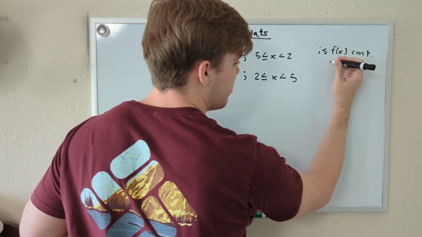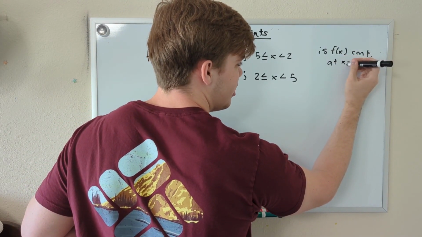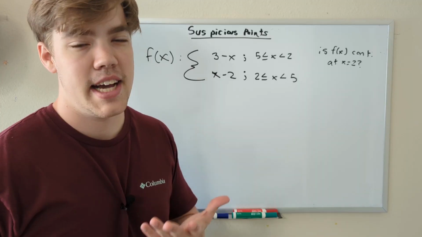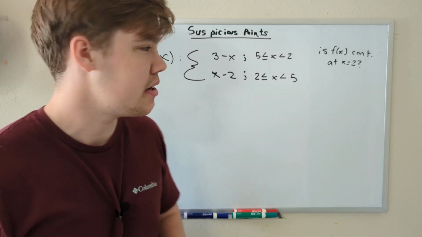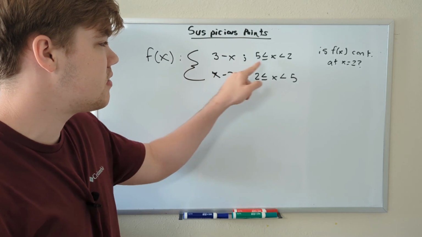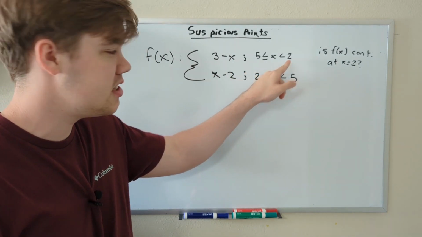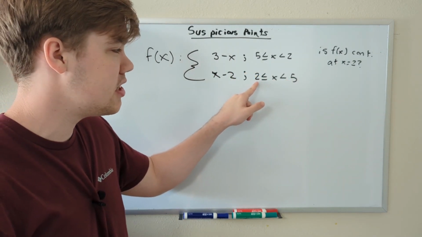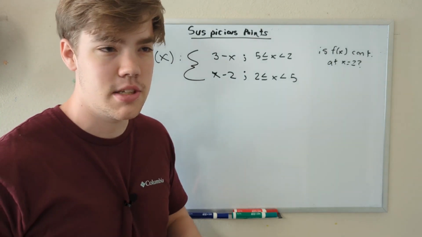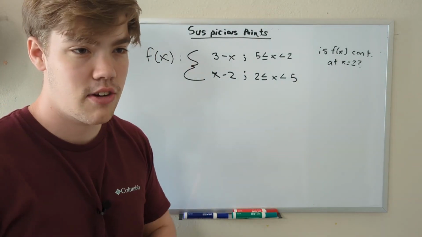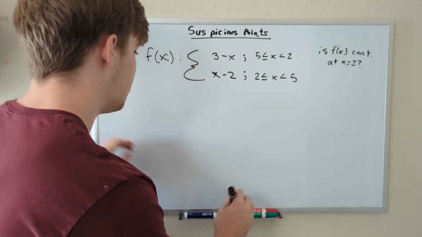Is f of x continuous at x equals 2? So why am I asking about x equals 2 specifically? Well, as you can see, in this first function, we want x to only be less than 2, but here we want 2 to be less than or equal to x. So the rule changes depending on which function you're using. Let's draw a graph, as it may make it a little bit easier to understand this function.